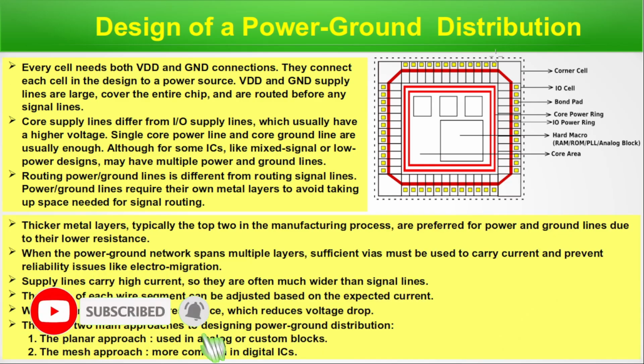So, design of a power ground distribution. Every cell needs both VDD and ground connection. They connect each cell in the design to a power source. VDD and ground supply lines are large, cover the entire chip and are routed before any signal lines. Core supply lines differ from I/O supply lines, which usually have higher voltage. A single core power line and core ground line are usually enough, although for some ICs like mixed signal or low power design, we may have multiple power and ground lines.